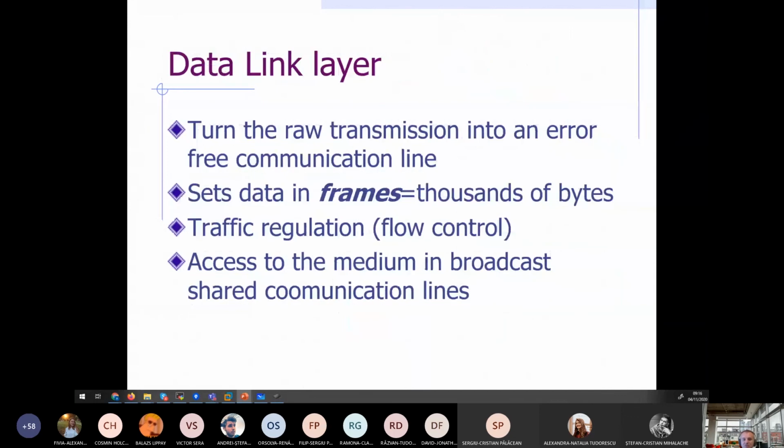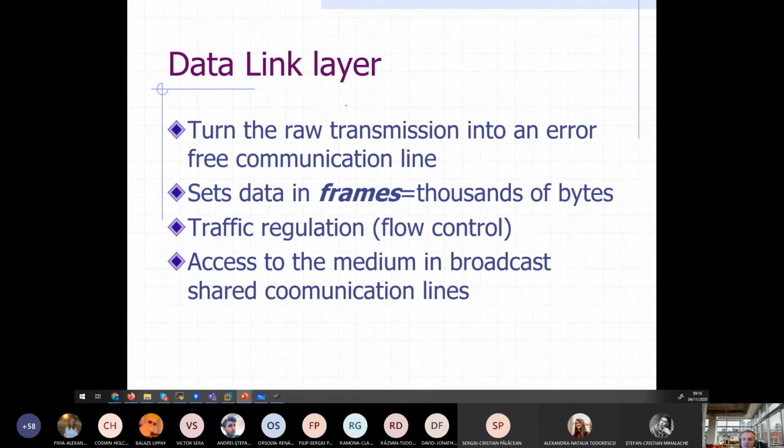If you have any questions, these are not complicated things, but we'll start studying IP addressing, I hope, this very class. So the data link layer is above that physical layer, and it turns the raw transmission, the encoding of that bit, into an error-free communication line.